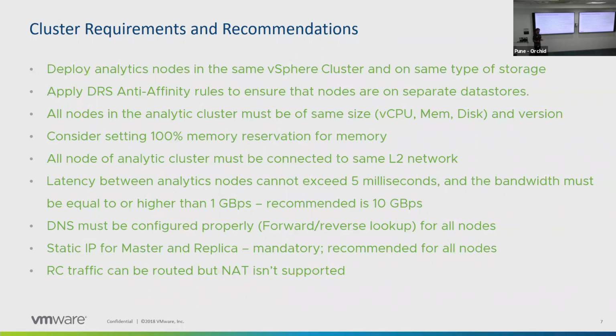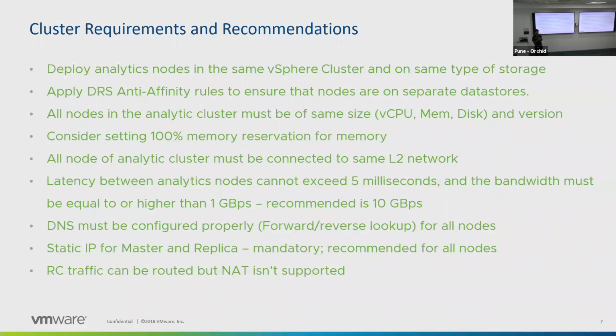Consider DNS forward lookup and reverse lookup zones, right? Because vROps relies a lot on DNS. So make sure all are configured properly. Make sure you have all static IPs. If that's not possible, at least your master and master replica must have static IPs, right?